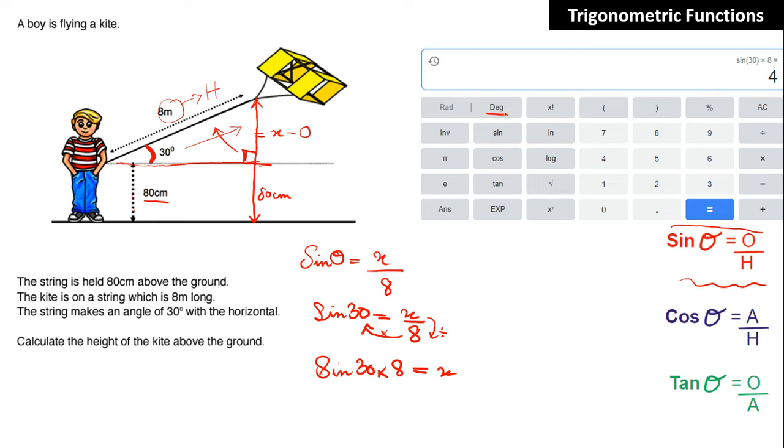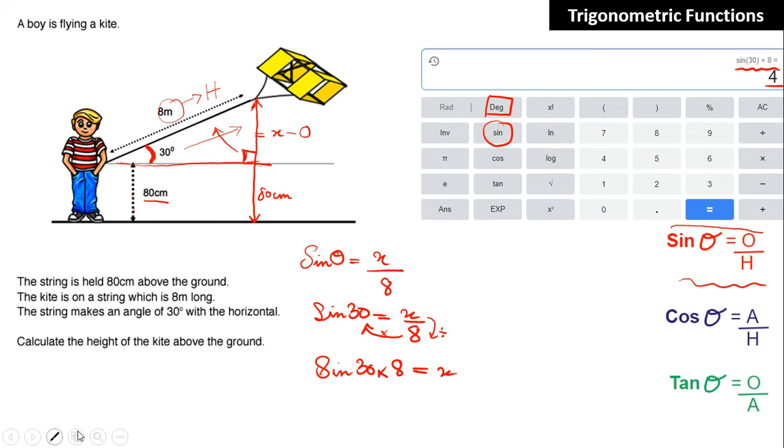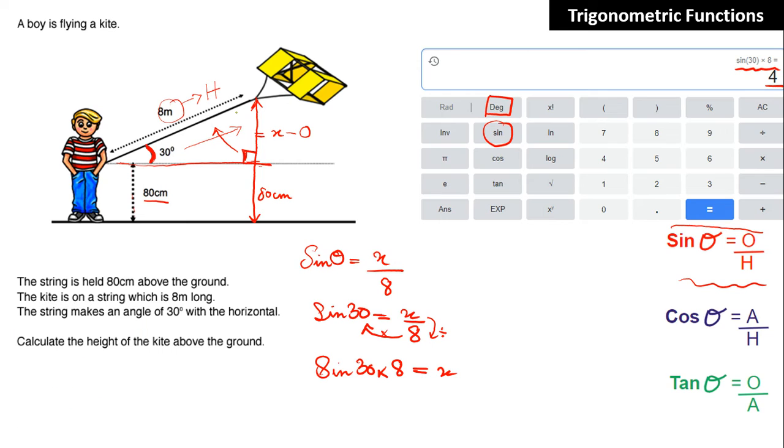Now, once I have that, you can check on your scientific calculator. Make sure your calculator is set on degrees. Then you have to select sine. So sine 30 times 8 gives me 4, which means that this length right here is 4. This is the length between the kite and the horizontal line, and that is my x.